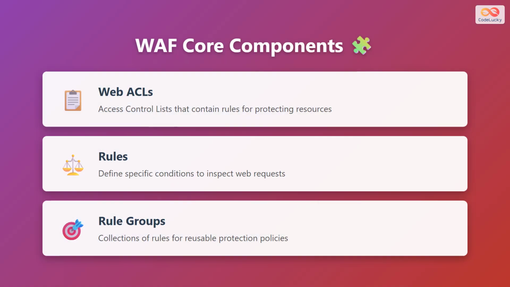AWS WAF is built around three core components. First, web ACLs or access control lists, which act as containers holding all the rules for protecting your resources. Second, rules, which define the specific conditions used to inspect incoming web requests. And third, rule groups, which are collections of rules that can be reused across multiple web ACLs, making it easier to maintain consistent security policies.